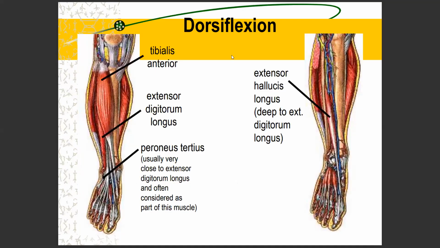So these are the muscles which are responsible for dorsiflexion. This is the tibialis anterior. The other muscles which help are the extensor digitorum longus, the peroneus tertius, and the extensor hallucis longus.